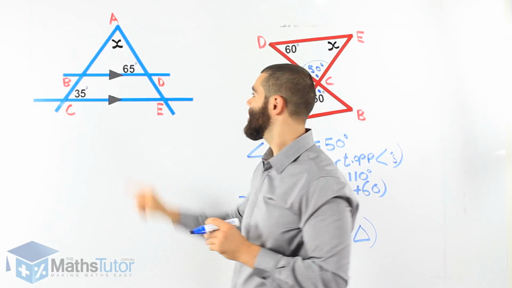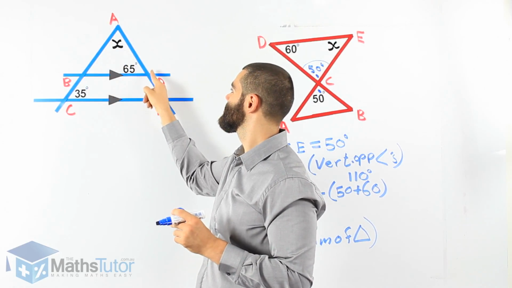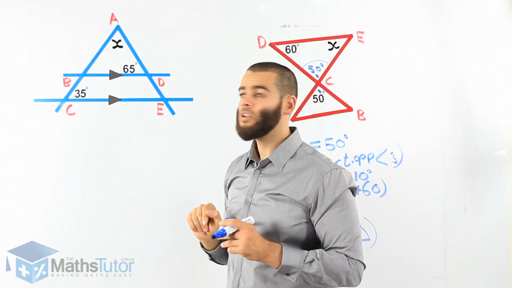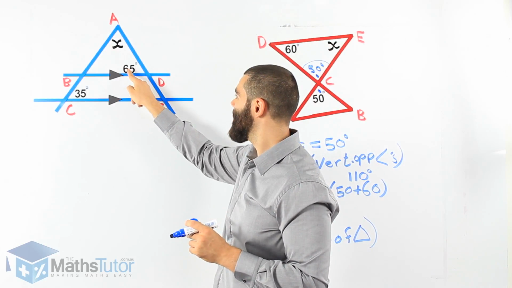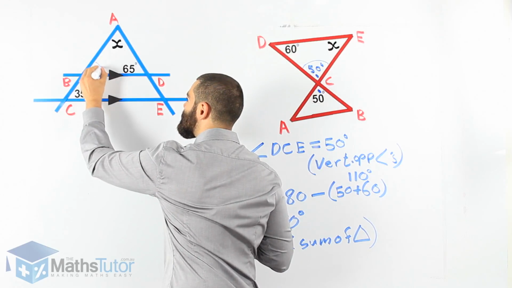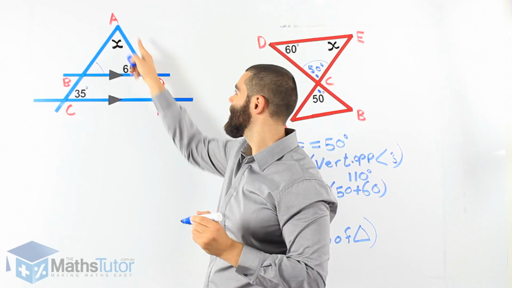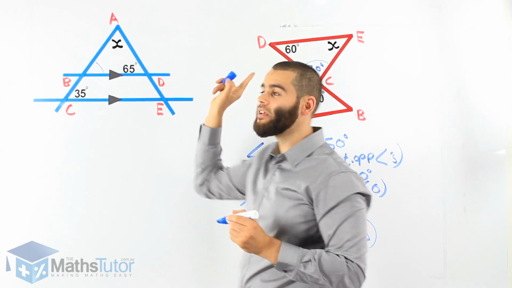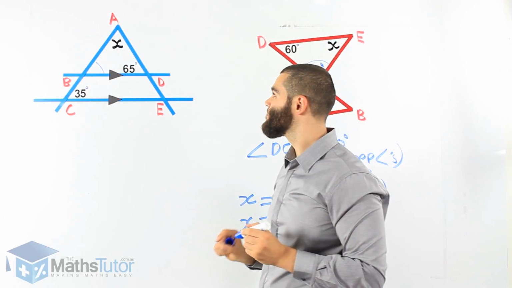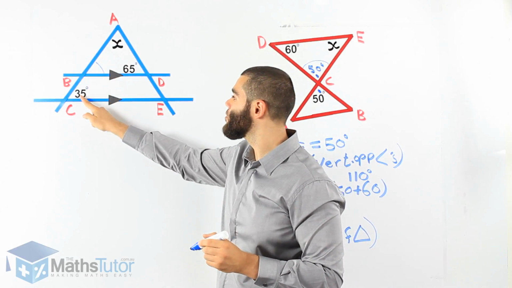We need to think, how are we going to find x? We can straight away tell this is a triangle. X is in the triangle. So we can tell that one of the angles is 65. What is the angle here? If we find that angle, we can use the angle sum of a triangle just like we did in the previous example. So here, we need to find this angle here. We can use this clue.